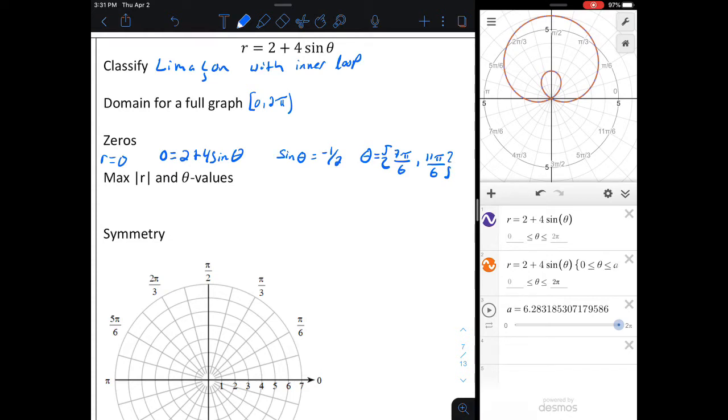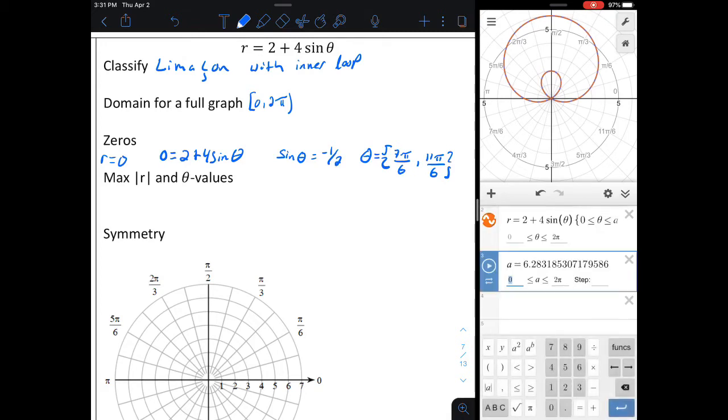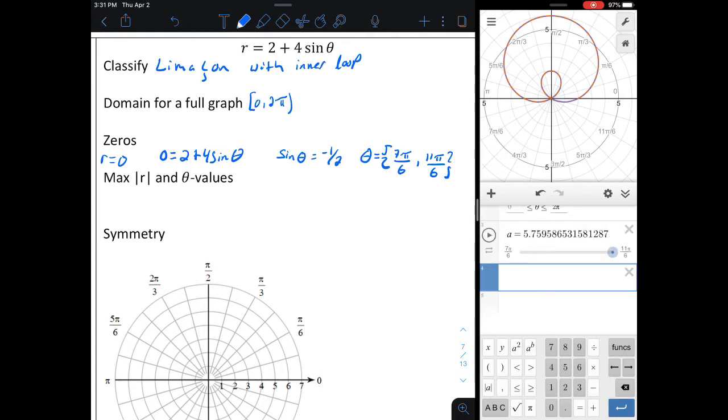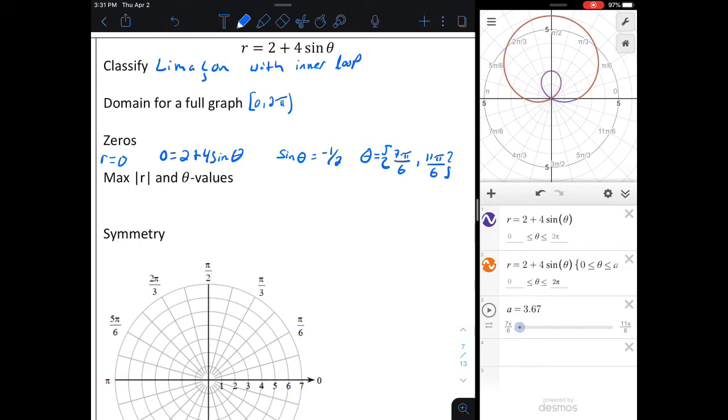Now, what's interesting about that is we can, if we wanted to, determine the domain for the inner and the outer loops. We'll play with our slider here to try to figure this part out. In fact, let's see what happens going from 7 pi over 6 to 11 pi over 6, to see what we can do in between here.